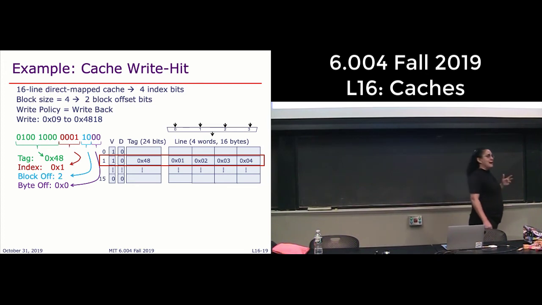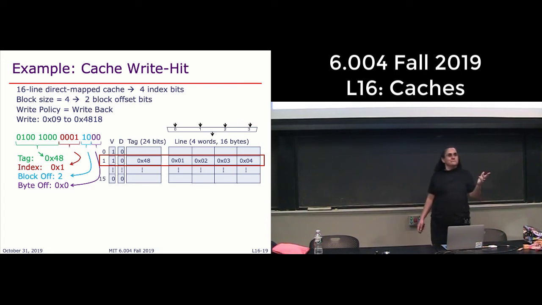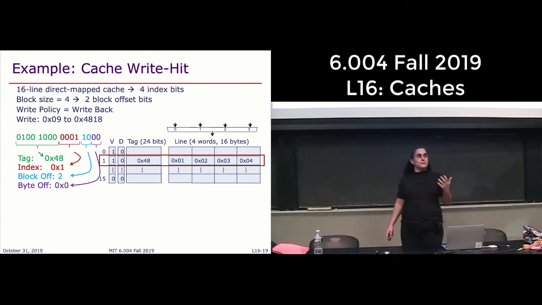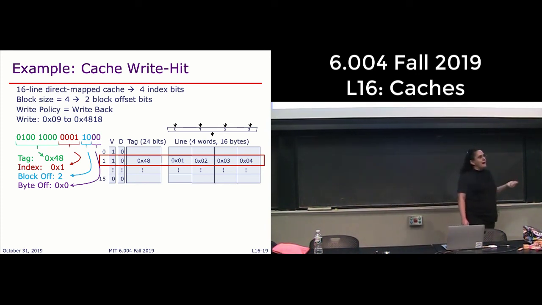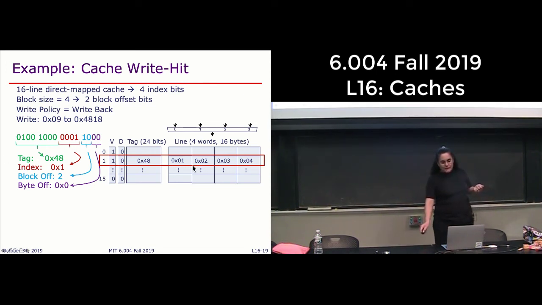Okay? So now I'm still not done. What do I have left to do? I'm doing a store operation, so I need to update that cache location. Okay, so I now use my block offset bits to identify exactly which of the words within my line is the one that I'm actually trying to modify. The block offset is 2, and so that means that this is the location that I'm actually writing to.